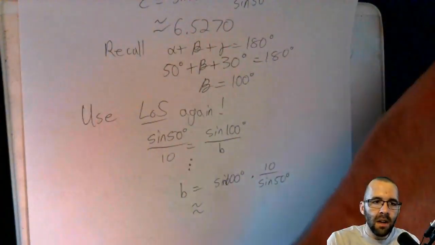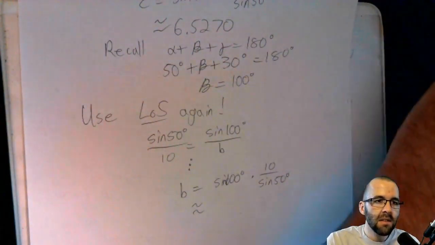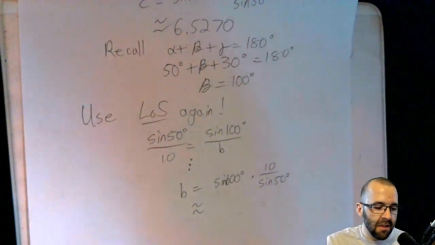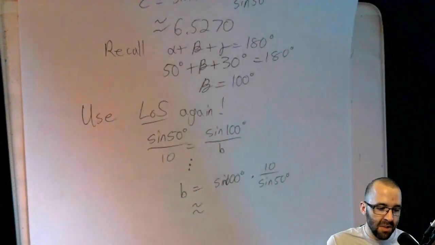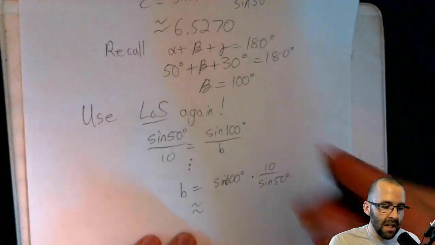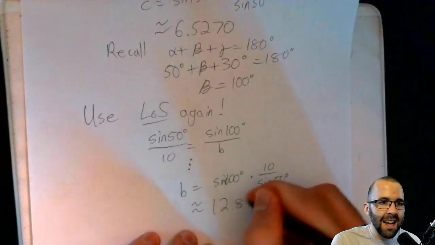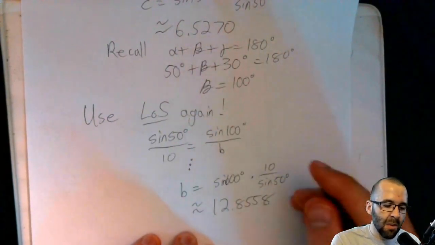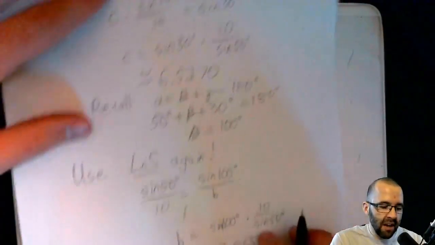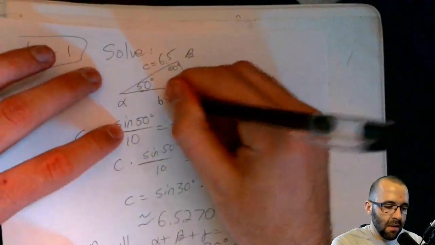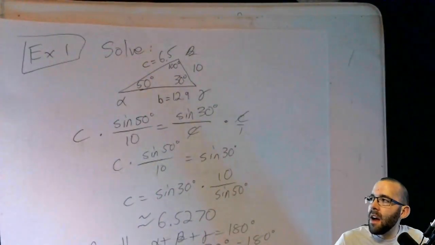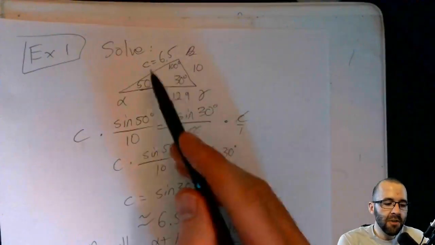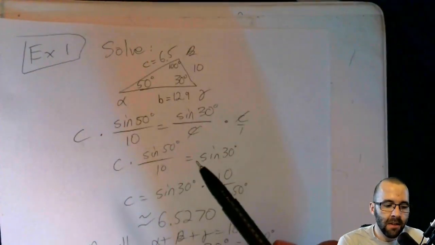All right. And what you're going to get is, sine of 100 degrees times 10 divided by the sine of 50 degrees is going to be about 12.8558 approximately. So we just fill that in. That's about 12.9. Now, we have solved the triangle. We know everything about this triangle.